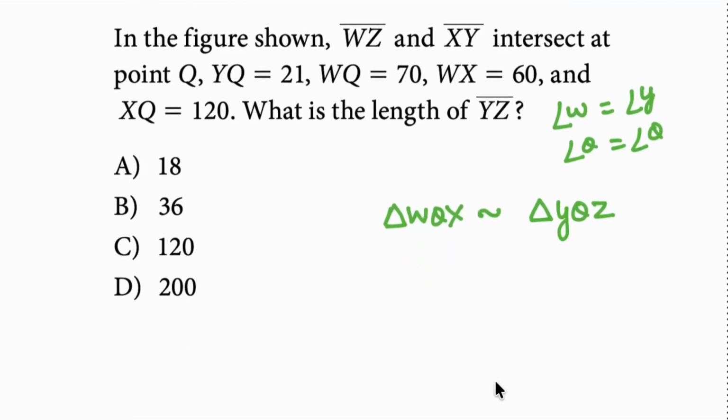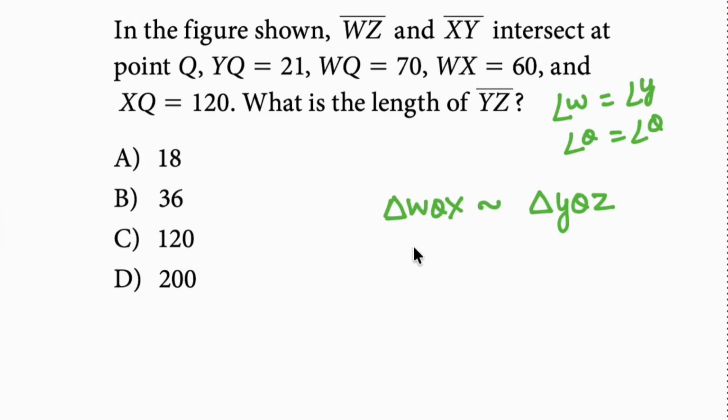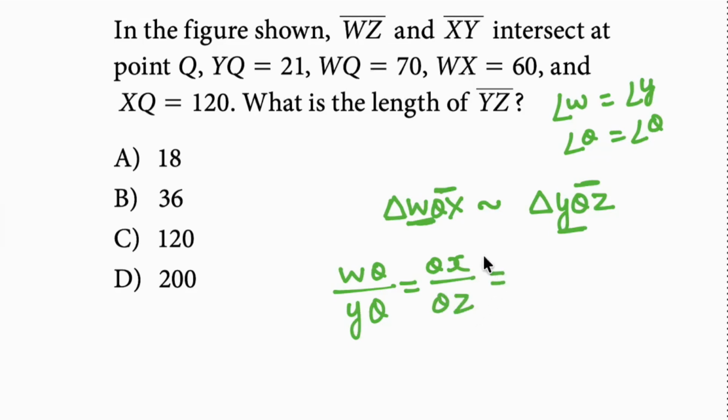Now when two triangles are similar, their ratios are equal. How? First two over first two. WQ over YQ is equal to QX over QZ, and QX over QZ is equal to WX over YZ. Right? Now we have written the ratios.